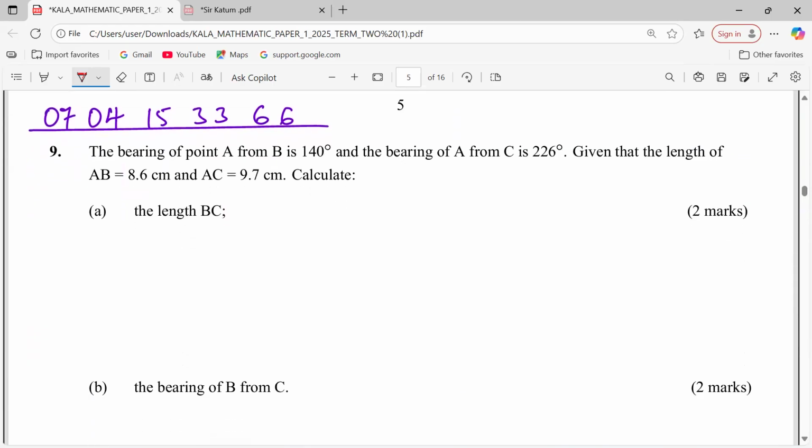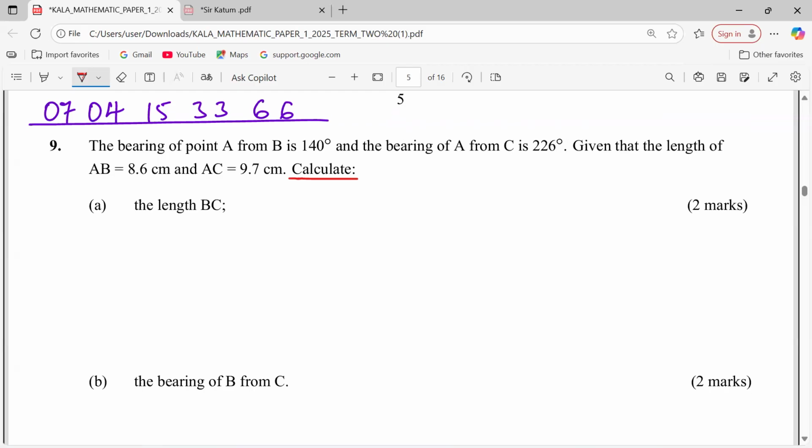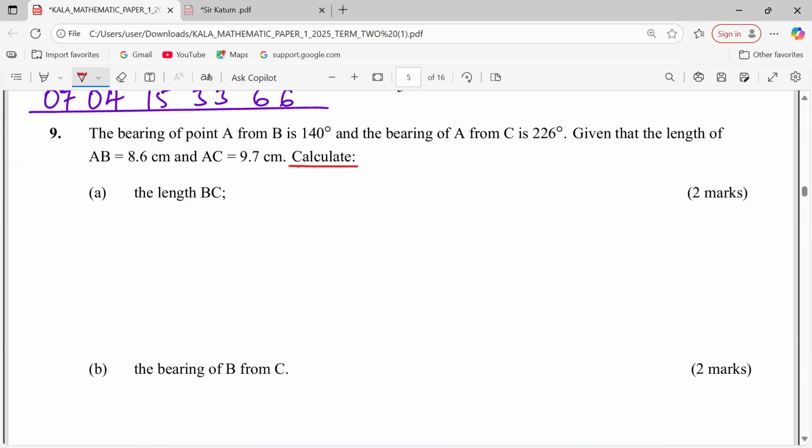Now to number 9 in section 1. The bearing of point A from B is 140, and the bearing of A from C is 216. Given that the length of AB is 8.6 and AC is 9.7, calculate in part A the length of BC. Read that again: calculate. So you underline the word calculate. When you are told to determine, you are free to do it using a scale drawing. But now that it is not determine or find, we have to calculate.